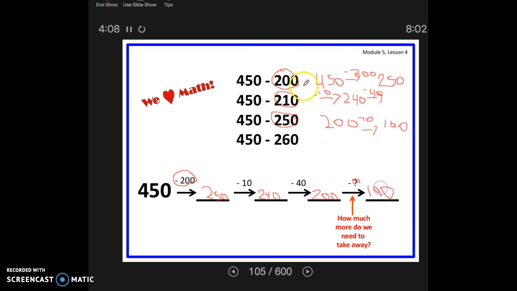And that's what we're going to be doing today. We're going to be getting a list of numbers like this, and the first one's going to be really easy, where you're just going to be subtracting hundreds, and then the next one and the next one, we're going to be subtracting more tens and ones.